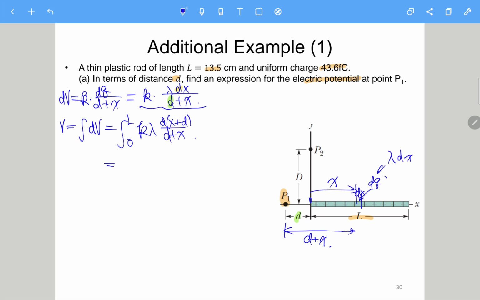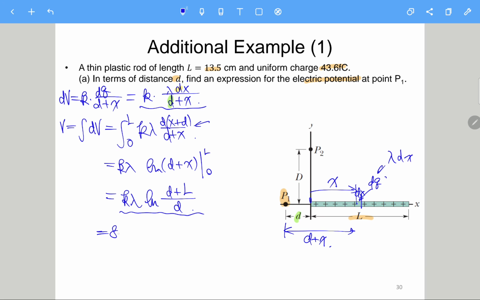So we can have k lambda, and then this integration is the log of d plus x, and then evaluate at L and 0. So it is nothing but k lambda natural log of d plus L over d. So this is a general expression, and then we can substitute all the numbers into it.